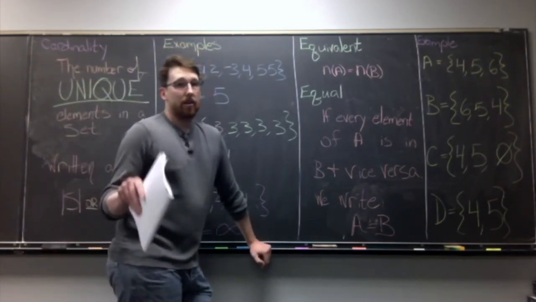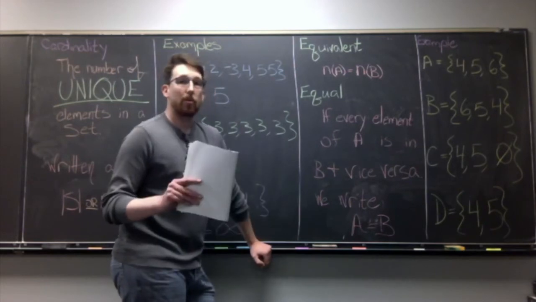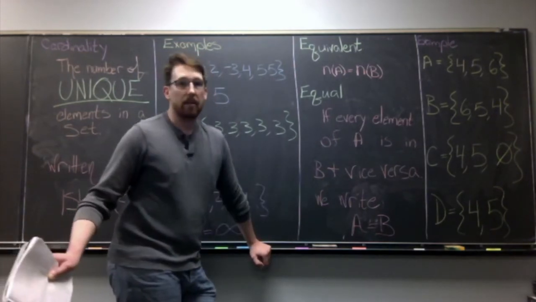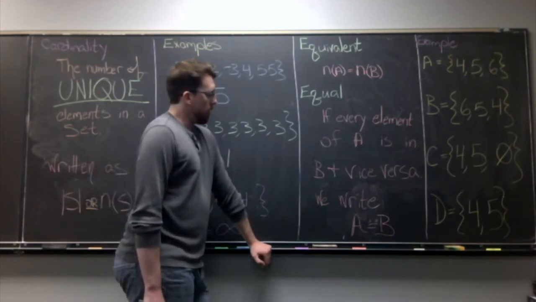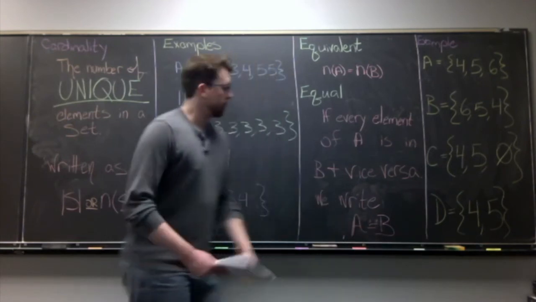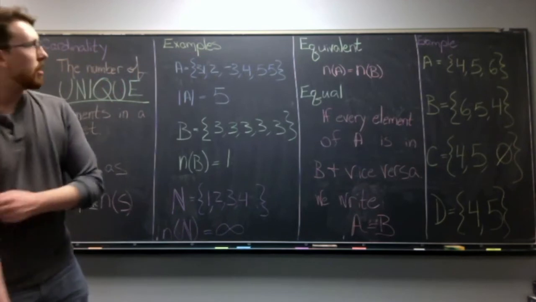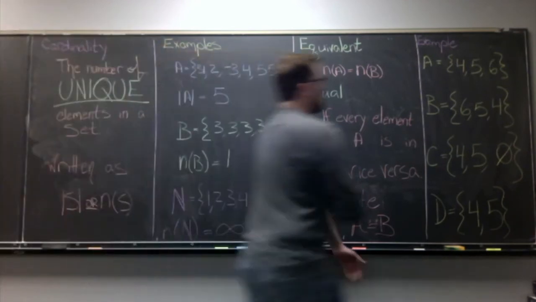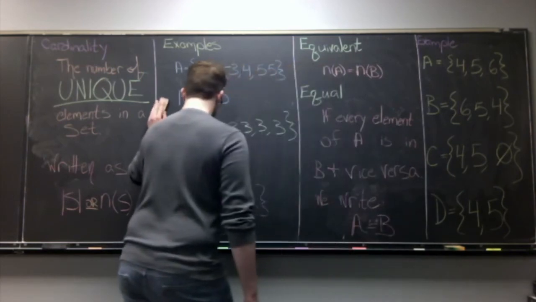Equal sets, on the other hand, well, an equal set is 2 sets who share all the exact same elements. Every last element is the same. And for those, we write A equal to B. Pretty straightforward now. Having said that, let's look at a couple of these examples that I've got over here. But first, I am going to erase this.